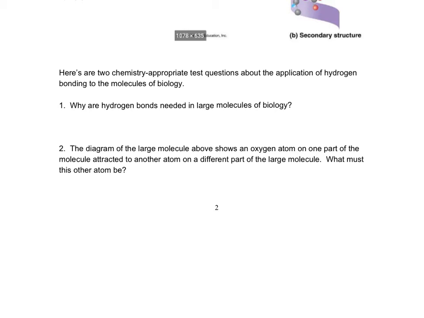And then number 2 says the diagram of the large molecule above shows an oxygen atom on one part of the molecule attracted to another atom on a different part. What must this other atom be? Well, it's labeled as a hydrogen bond, so I know that other atom must be a hydrogen. Because if the oxygen is on one part of the molecule, then it must be attracted to a hydrogen on that different part of that large molecule. That satisfies what we're looking for, the H bonded to the F, the O, or the N. And in this case, it would be the H bonded to the O.